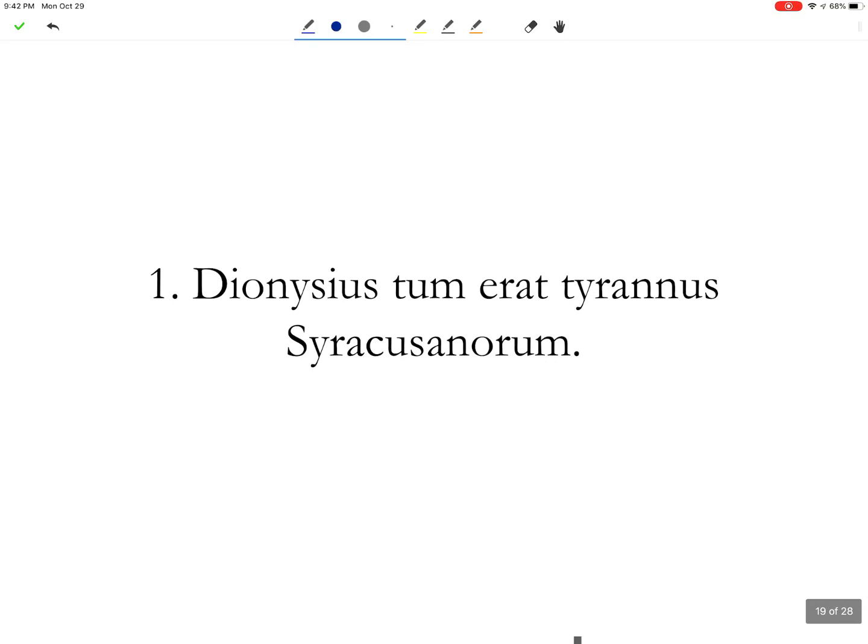Sententiae antiquae. Dionysius, tum erat tyrannus Syracusonorum. Dionysius at that time, this is just adverb, was, third person singular imperfect, active indicative, the king of the Syracusans, I think is fine. Dionysius is your subject. And notice how I just keep the same word order. Dionysius at that time was king of the Syracusans. That's it.